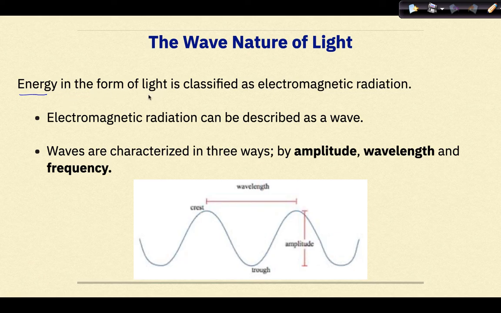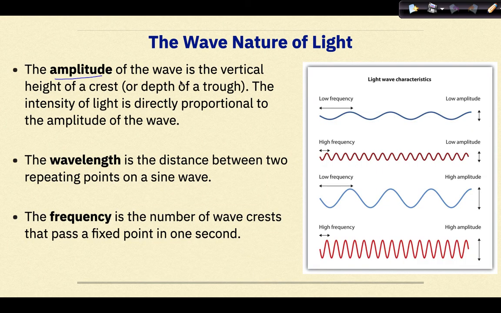Energy in the form of light is classified as electromagnetic radiation. Electromagnetic radiation can be described as a wave. Waves are characterized in three ways: by amplitude, wavelength, and frequency. The amplitude of the wave is the vertical height of a crest or depth of a trough. The intensity of light is directly proportional to the amplitude of the wave.